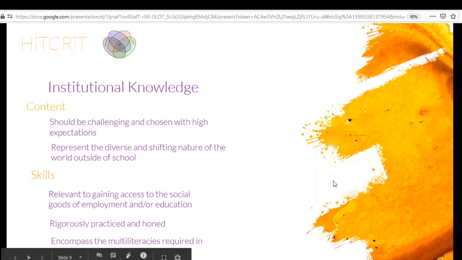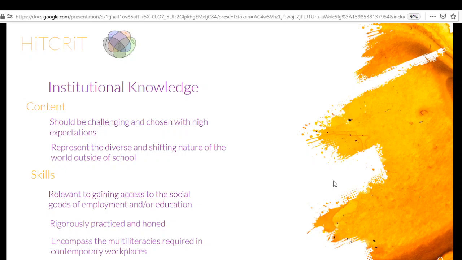Now institutional knowledge is another realm. It's the last realm that we'll talk about, but again, it doesn't matter what order they come in. This tends to be the place where we get most stifled when we're trying to come up with ideas about culturally responsive teaching and how do we do this. And when I have to teach these books because these are the books that are in the book room, or I have to teach from this textbook because this is the textbook that I have.